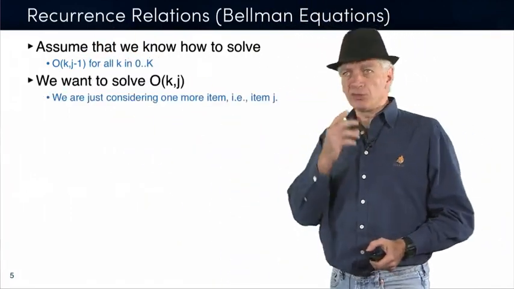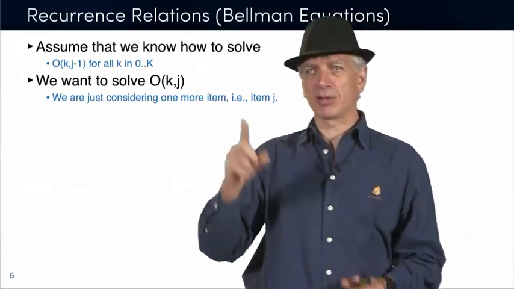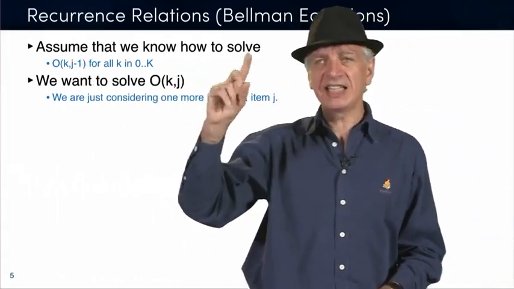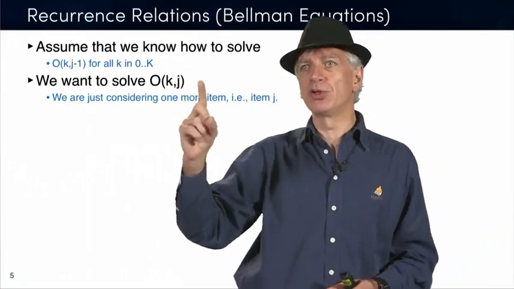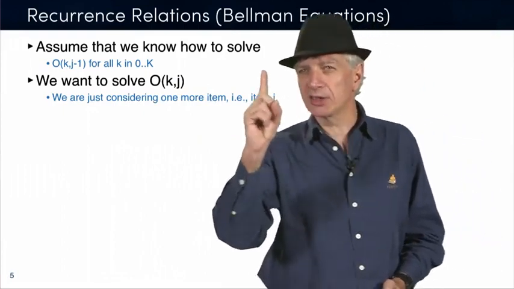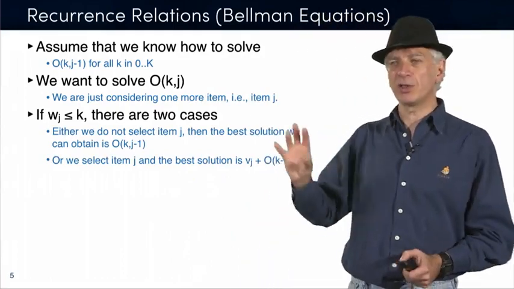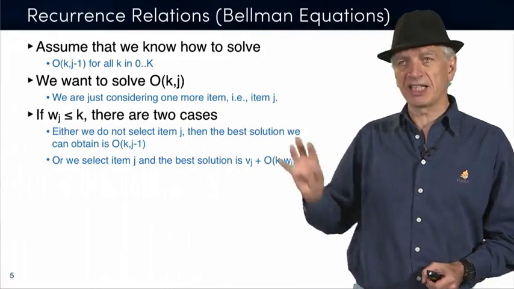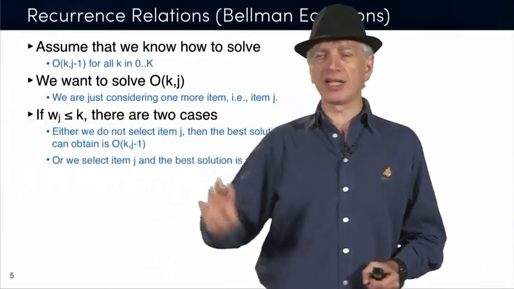What I want to do now is add one tiny little item, O(k, j). I know how to compute O(k, j minus 1) for any value of k, and what I want to do now is compute O(k, j) for all the values of k as well. I'm just considering one item, and you're going to see it's pretty simple what you have to do. The first thing you have to do is find out, if you have a capacity k, whether that particular item can fit inside the knapsack, that is, if its weight is lower than the capacity k.